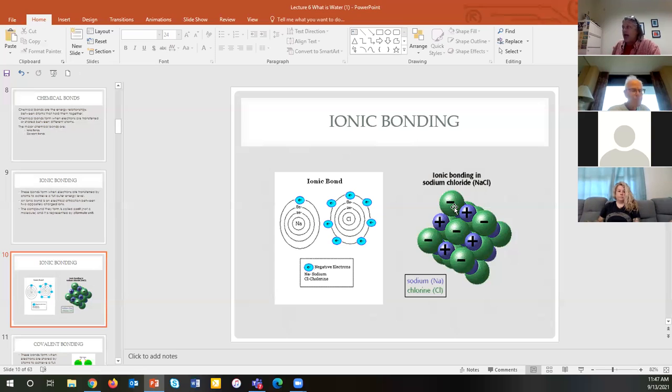So you have ionic bonding, and ions dissolve in polar substances. Water is a polar substance, and we call water the universal solvent because polar substances dissolve in water.